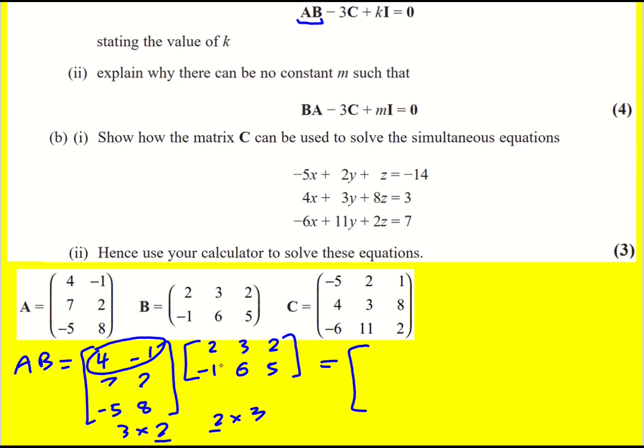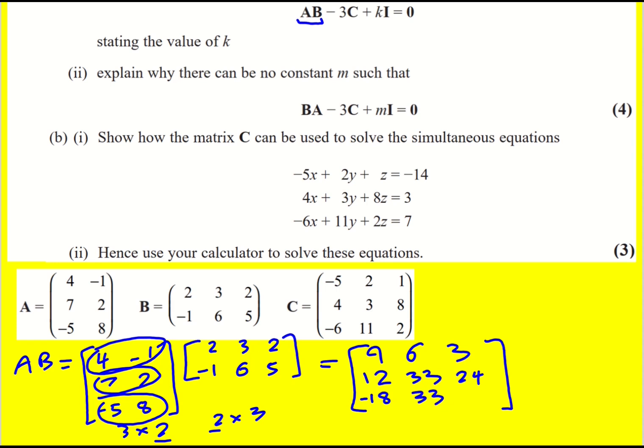So 4 times 2 plus 1 starts me off with 9. 12 minus 6, 8 minus 5. Then we go down to the next row. 14 minus 2, 21 plus 12, 14 plus 10. Then the final row, minus 10, minus 8, that's 18, minus 15 plus 48, another 33, and then minus 10 plus 40, 30.